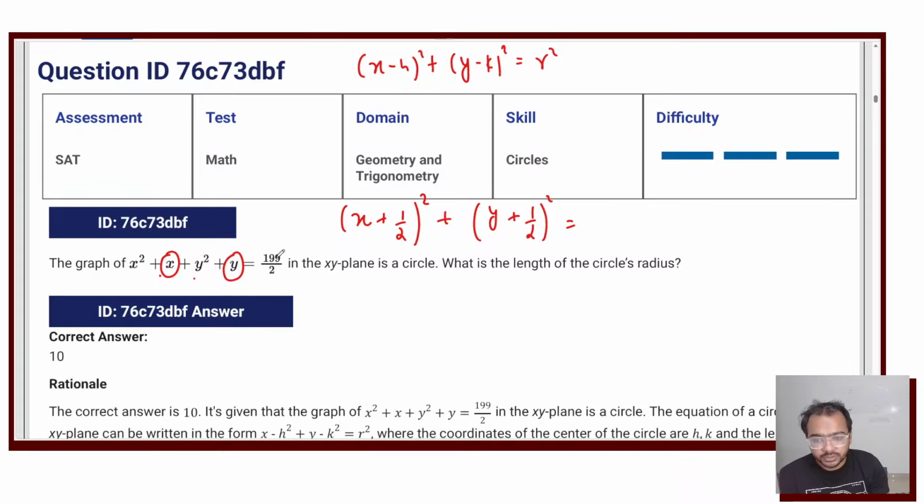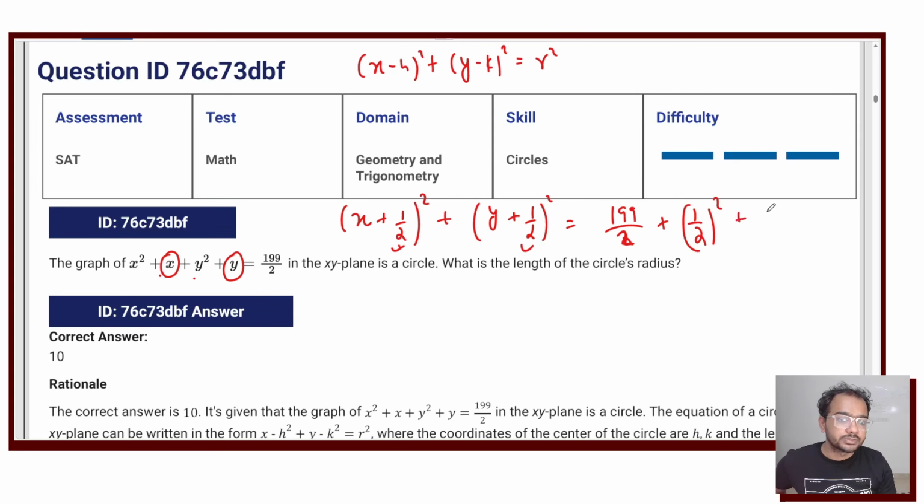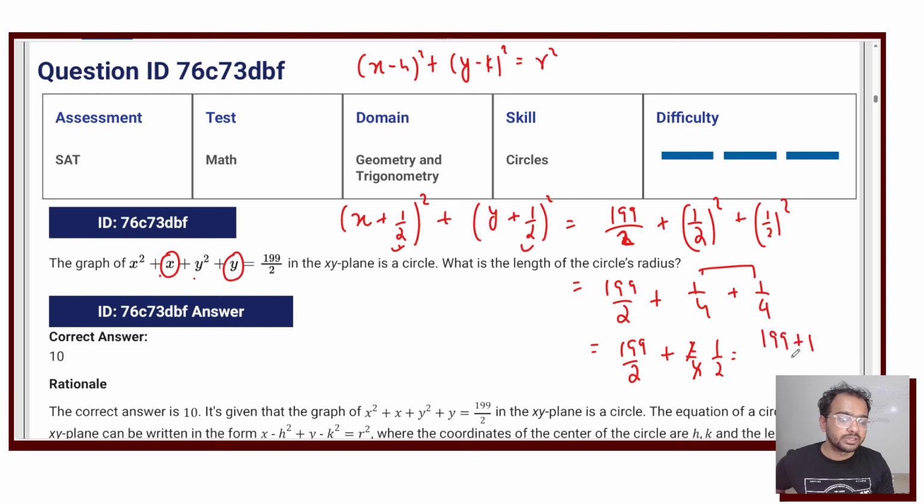On the other side, what we need to do, write this thing whatever was given as it is, and along with this, as we have made some changes on the left hand side, same way we need to make changes on the right hand side. But what changes we need to make? Whatever you have added here, take a square of that and add to the other side. Half square and half square. Let's simplify this. This is 199 over 2. The square of half will be 1/4. A square of this half will also be 1/4. So 199 over 2, 1 plus 1 will be 2, 2/4. And 2/4 is just 1/2. So we have 199 plus 1 divided by 2.